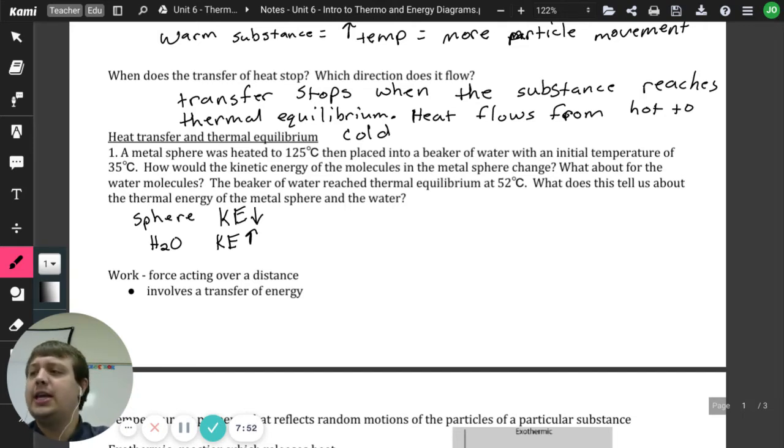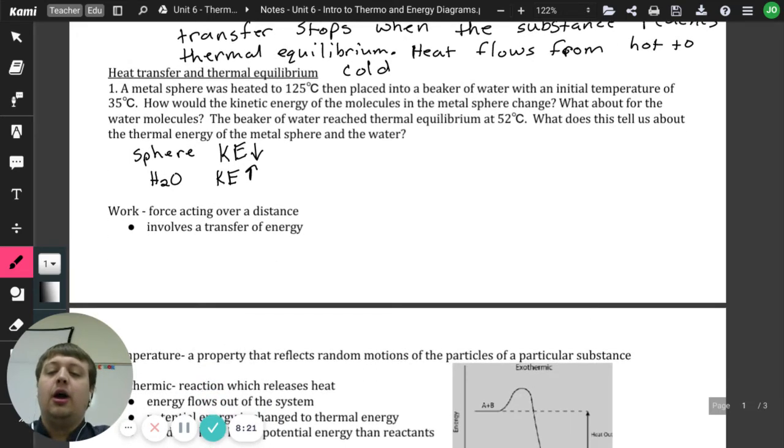So what did we see? Well, we see that the metal dropped a lot faster than the water. So the water was actually able to absorb more energy before increasing its temperature. So when we think about that, that falls into, remember, specific heat. That's the energy required to change 1 gram of a substance by 1 degree Celsius. So what that tells me is that water has a much higher specific heat than the metal sphere. Okay? All right.